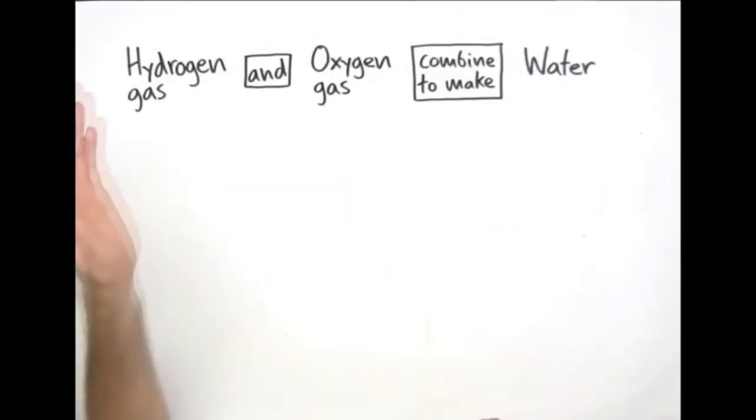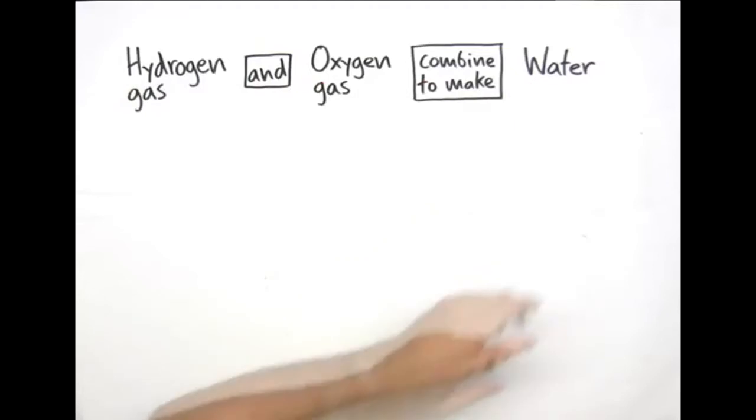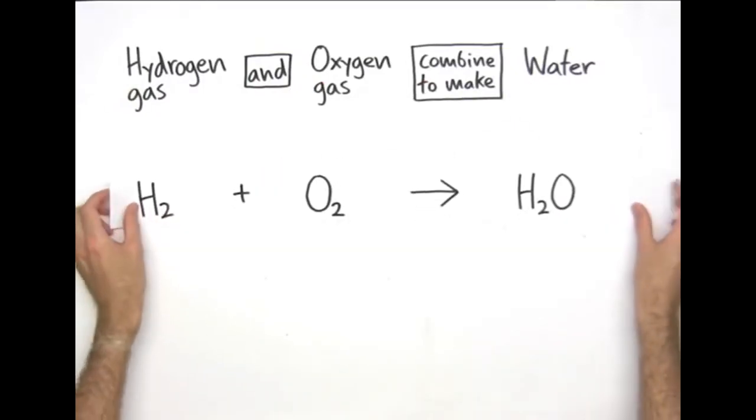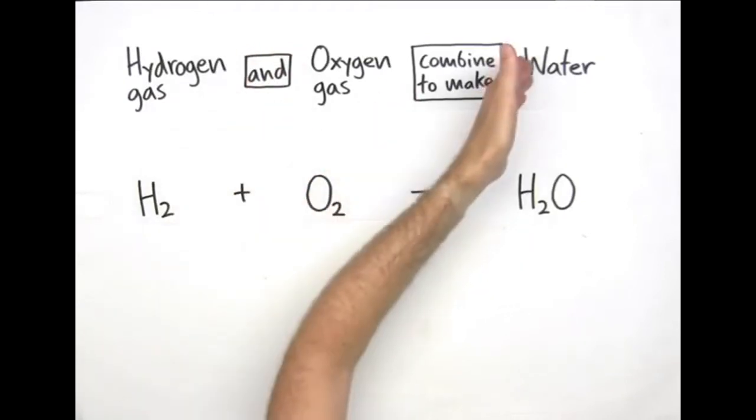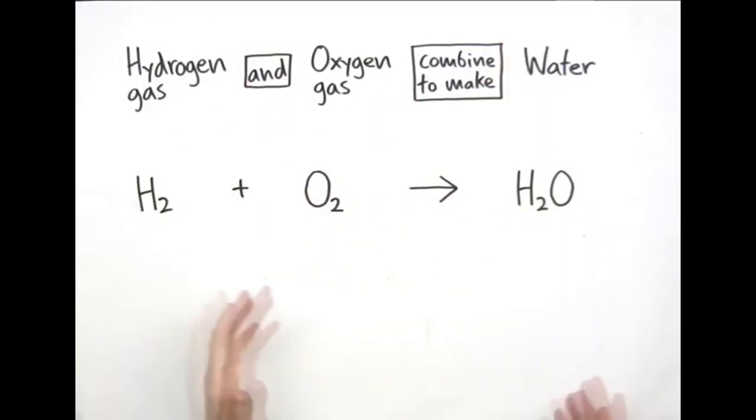Here's another chemical reaction. Hydrogen gas and oxygen gas combine to make water. The chemical equation for this looks like this. The chemical formula for hydrogen gas is H2, oxygen gas is O2, and these combine to make water, which is H2O. Now let's look at how we can represent this visually.